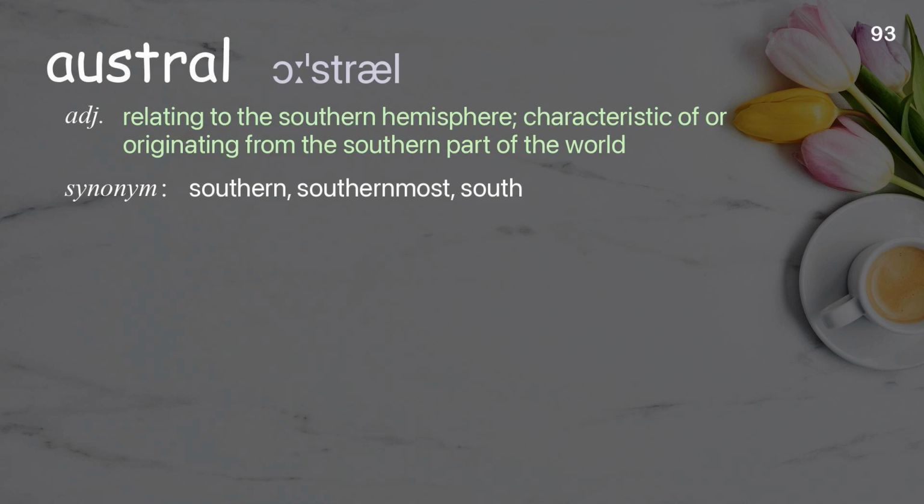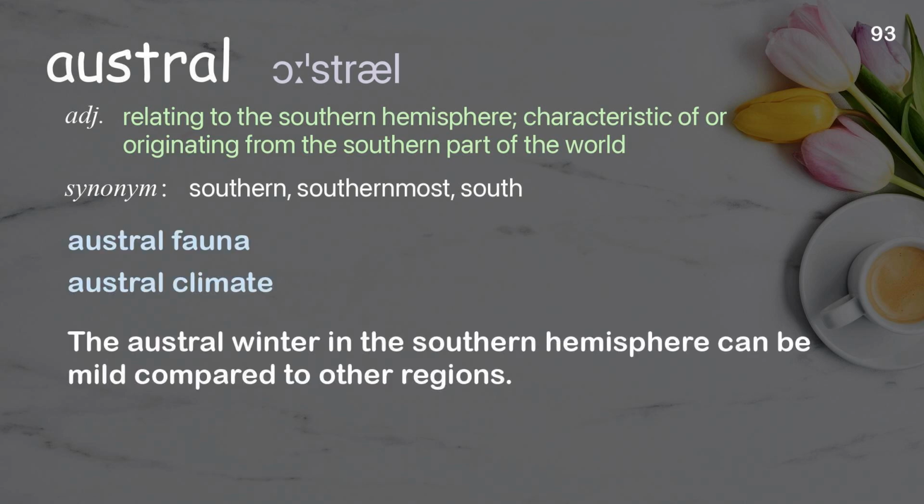Austral. Relating to the southern hemisphere, characteristic of or originating from the southern part of the world. Examples. Austral fauna. Austral climate. The austral winter in the southern hemisphere can be mild compared to other regions.